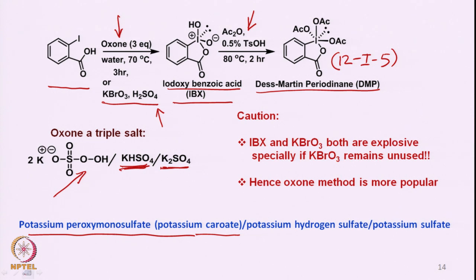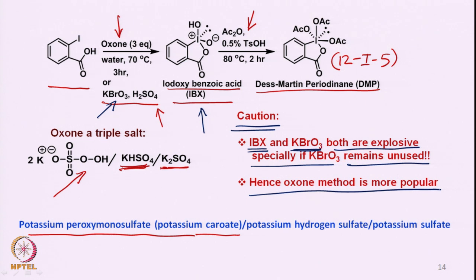Now we need to exercise caution in this particular preparation, and that caution is that both IBX, iodoxybenzoic acid, which is the stable intermediate that is formed, and potassium bromate, the starting material that we have used, are a concern. If we use Oxone, then there is no problem, but if we use potassium bromate, then both IBX and KBrO3 are explosive, especially if KBrO3 remains unused. So it is a little tricky and a little dangerous if one uses KBrO3. However, people still do use it, but it is recommended that the Oxone method is used for preparing this particular Dess-Martin periodinane reagent.